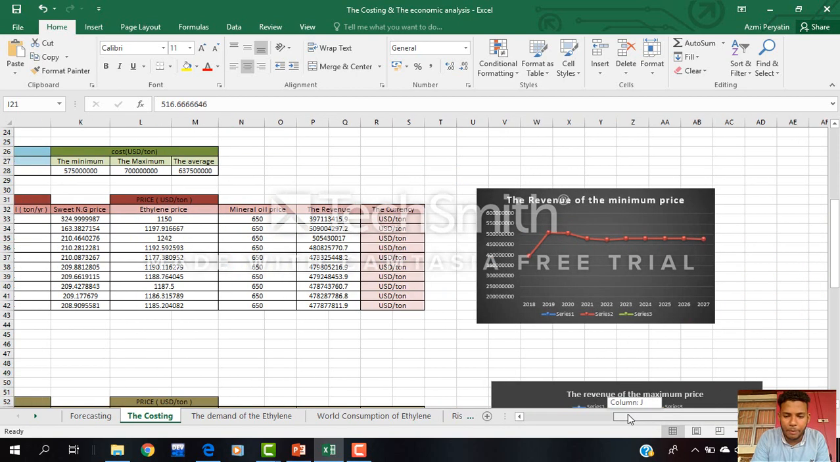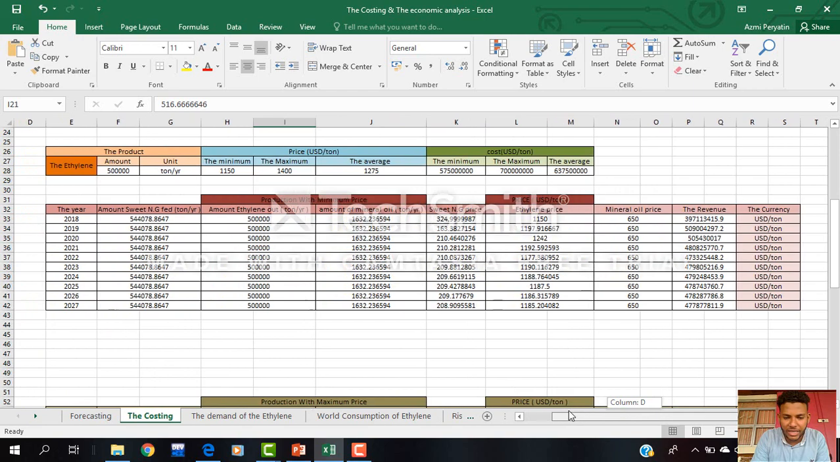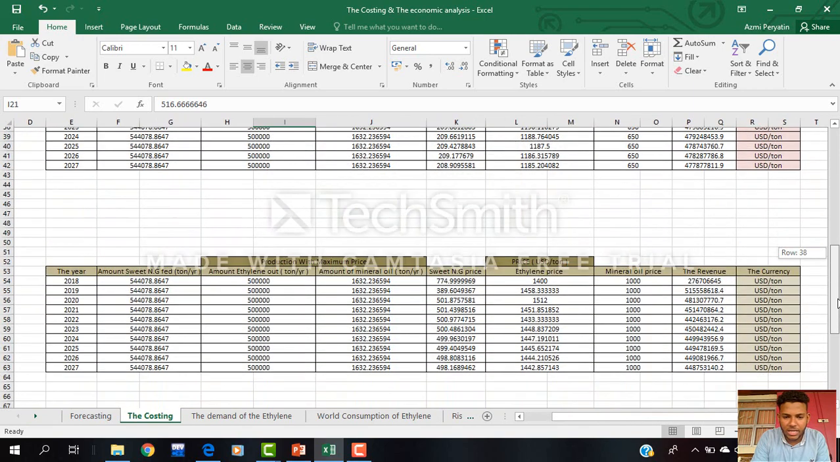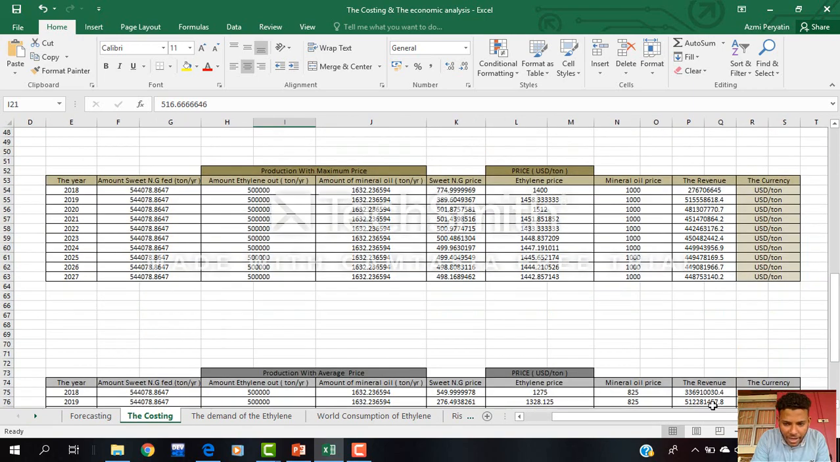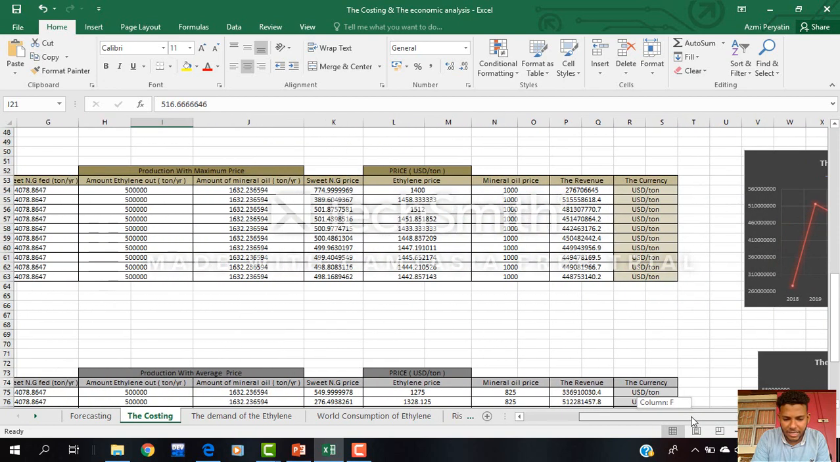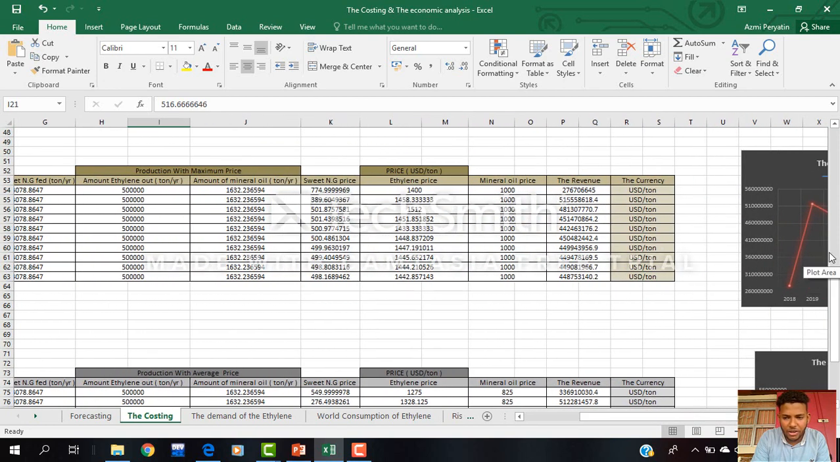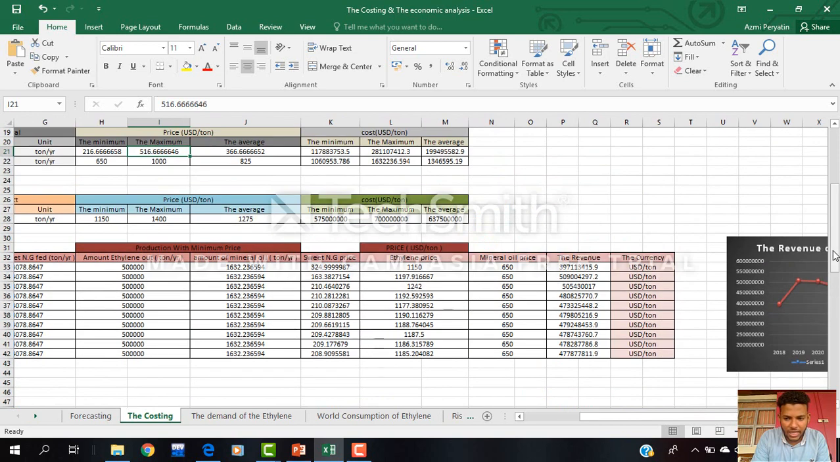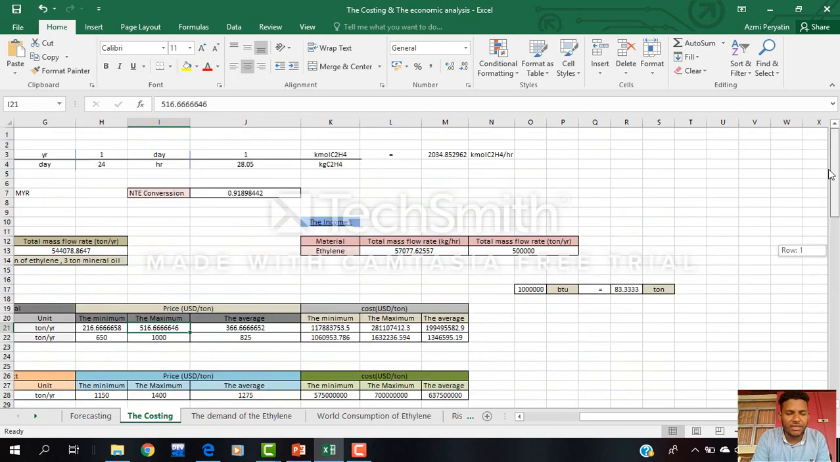This is the production at minimum price, and this graph shows it increased, then decreased a little bit. This is the production with maximum price. It increases, then decreases a little bit, then increases. This is the production at the average price. So I just calculated the price for the next 10 years with the maximum, minimum, and average price.